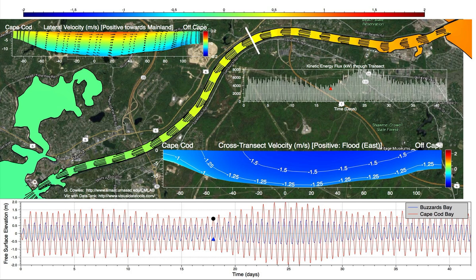By convention, the flood direction in the canal is west to east, so this is defined as flood from the west side towards the east. So the current vectors you see right now are in an ebb situation.